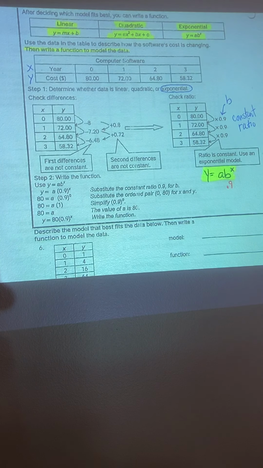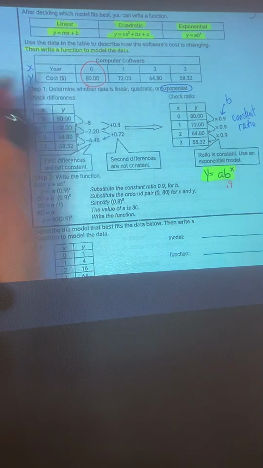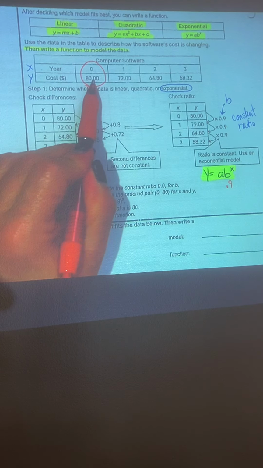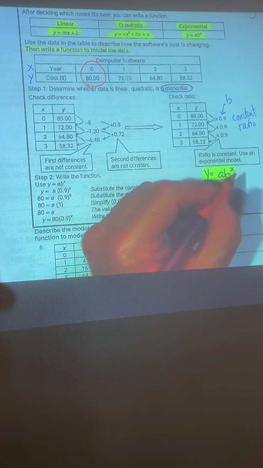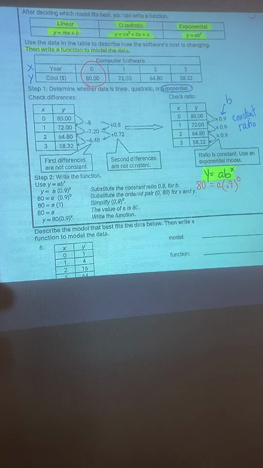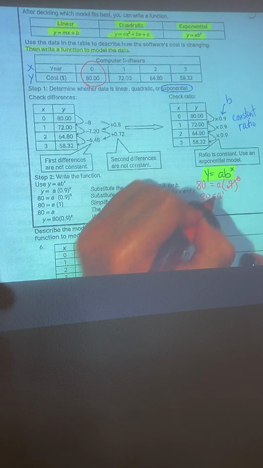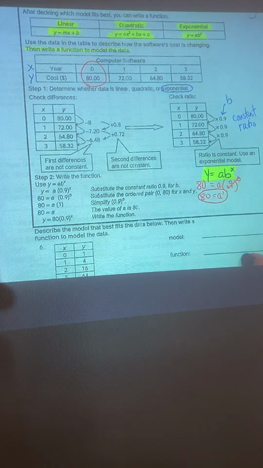Now I'm missing an A, a Y, and an X. I know what X and Y are. I can pick an ordered pair, right here. X is 0 and Y is 80. So I'm going to plug in Y is 80. I don't know what A is, so I'm going to leave A here. And X is 0. We know any number to the 0 power is 1. So A times 1 is 80. A is 80.